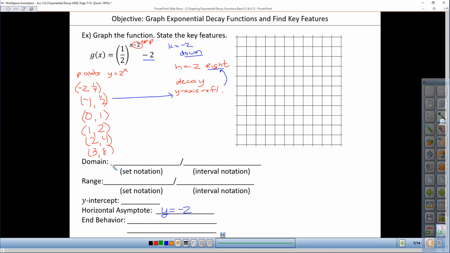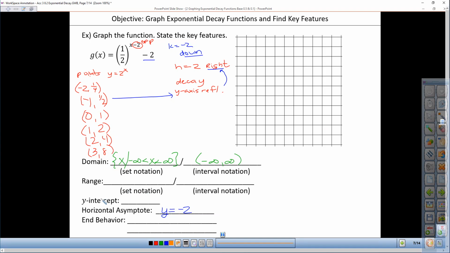And as far as our key features are concerned, too, we've talked about the domain for all exponential functions will be the set of all real numbers, because exponential functions are continuous functions. No breaks in them as the curve moves from left to right. So here we're looking at, for domain, the set of all x's such that -infinity is less than x and x is less than infinity, in interval notation.